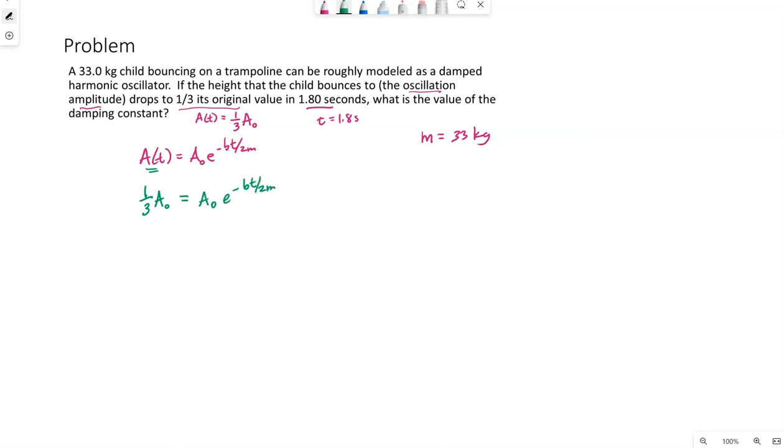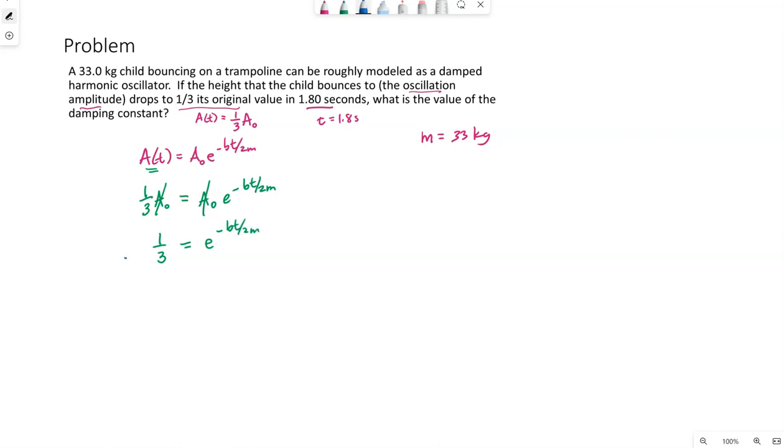I'll put in the time and the mass after we have symbolically solved. But I wanted to plug in this 1/3 A naught right now so that we can see that A naught is actually not needed. We don't need to calculate A naught since the amplitude at this time is in terms of that original amplitude. So we have 1/3 is equal to e to the negative bt over 2m.